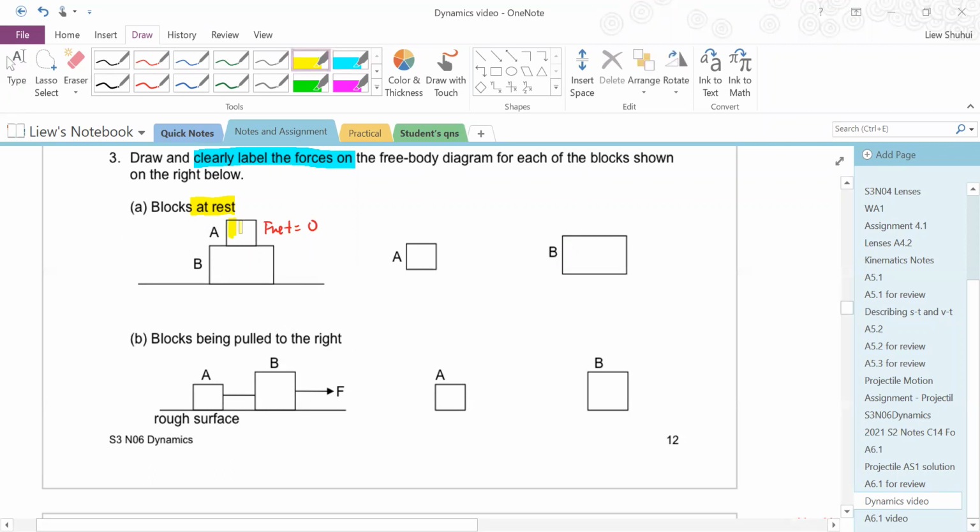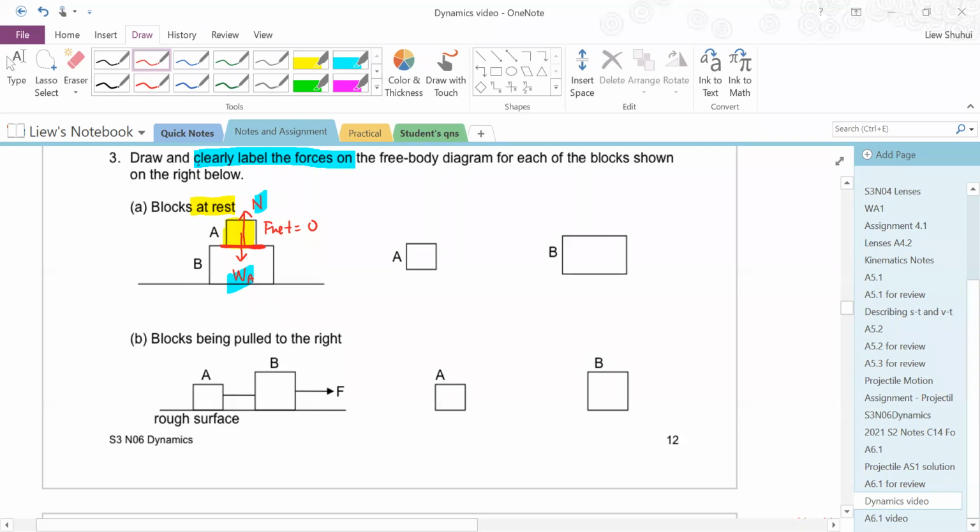Okay, let's look at body A first. Body A definitely has its own weight pointing in the downward direction. I'll call this WA. Since it's in contact with B, we'll draw at the contact surface a normal contact force which is perpendicular to the surface. It points away from the surface towards A. Since the body is at rest, the upward normal contact force must be equal in magnitude to the downward weight.